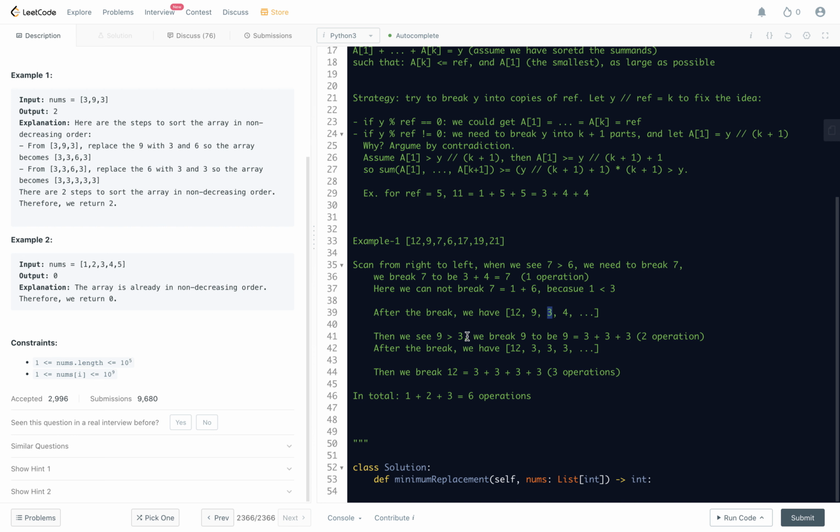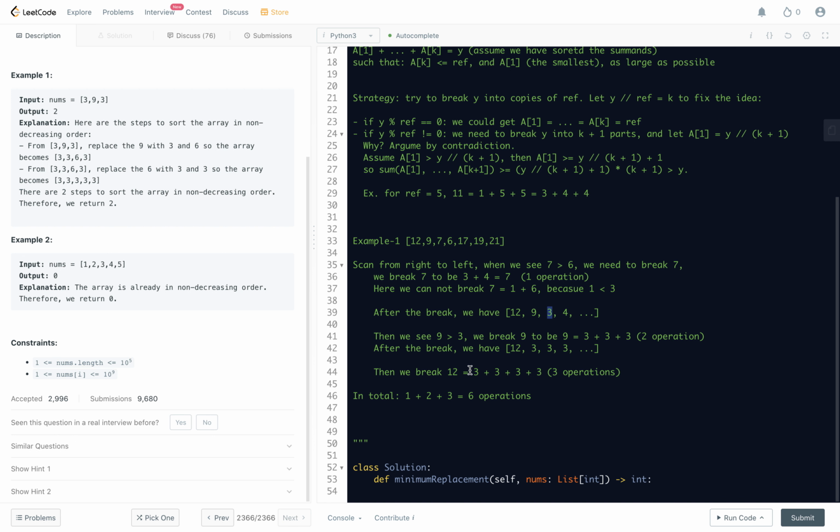Then we see 9 is greater than 3. So we need to break the 9 into 3 copies of 3. So we need 2 operations. So after the break, we have 12, and the right of 12 is 3. Then we need to break the 12 into 4 copies of 3. So we need 3 operations. So in total, we get 1 plus 2 plus 3, that is 6 operations. So after the break, the smallest number in the array is 3, right?